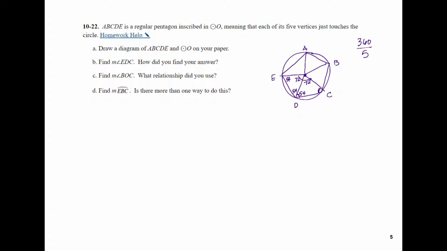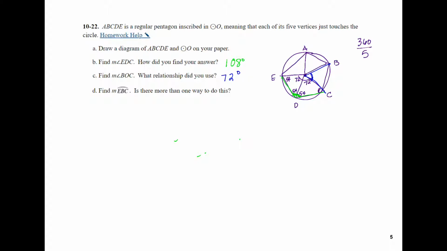So if we wanted the measure of angle EDC, 54 and 54 would be 108 degrees, one way to do that. If we wanted to find the measure of BOC, BOC is looking for this central angle, which would be 72 degrees, because that's a central angle.